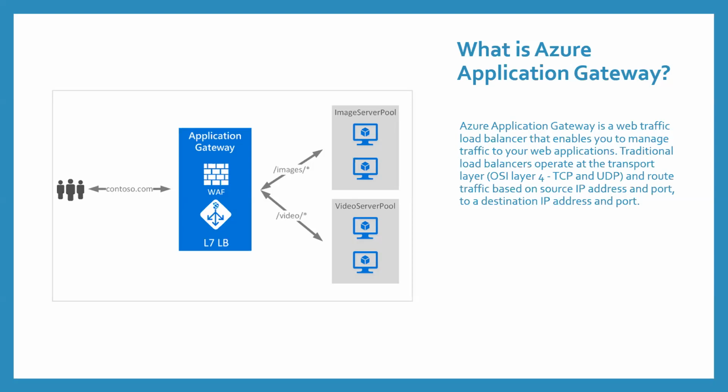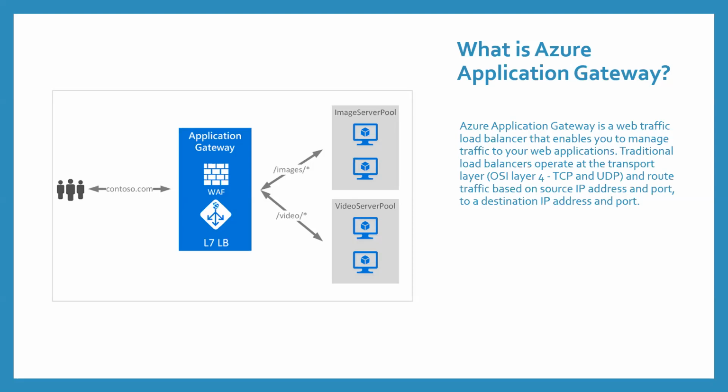For example, you can route traffic based on the incoming URL. If you have images and videos, if images is in the incoming URL, you can route traffic to a specific set of servers configured for images. If video is in the URL, that traffic is routed to another pool that's optimized for videos. You can see in this diagram.